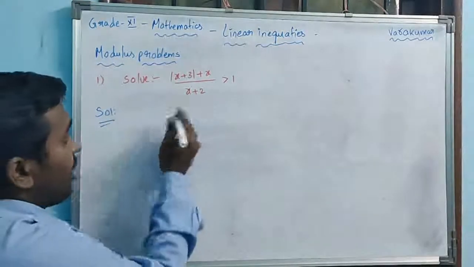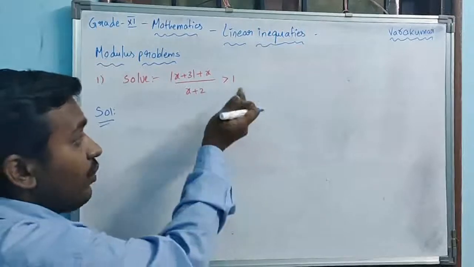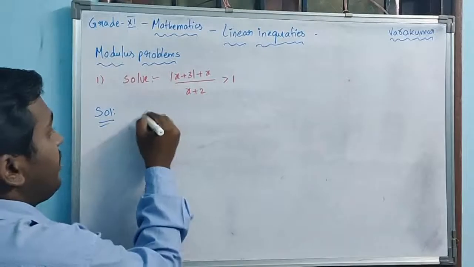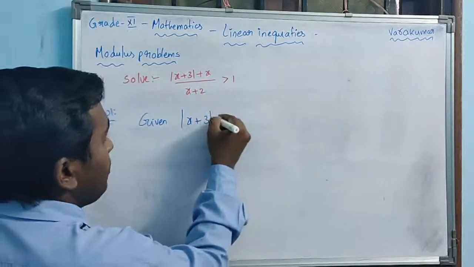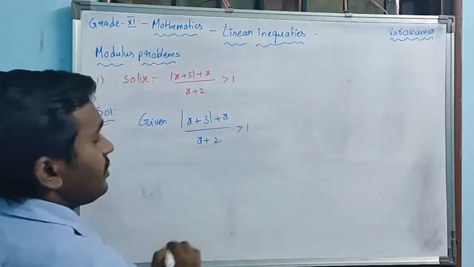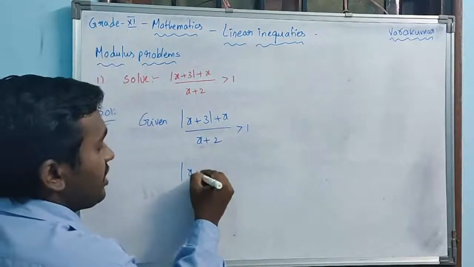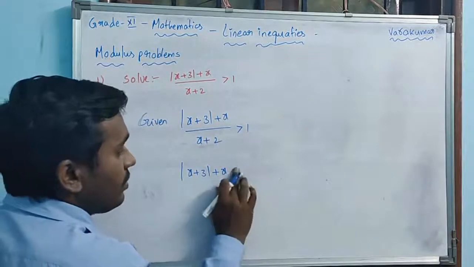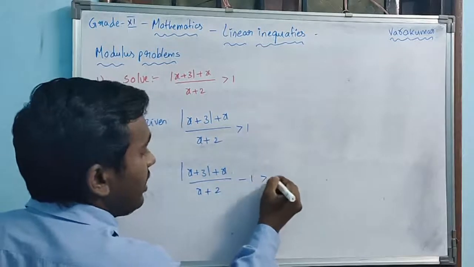If terms are given on both sides, we have to bring all those terms to one side. The given question is |x + 3| + x/(x + 2) > 1. So we carry the 1 to the left side, and it becomes |x + 3| + x/(x + 2) - 1 > 0.